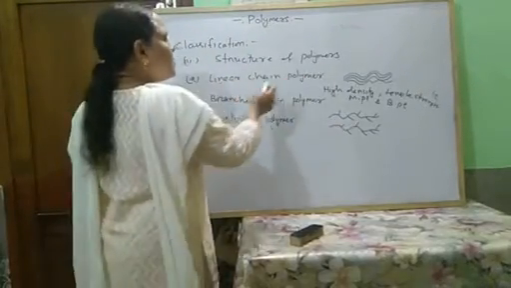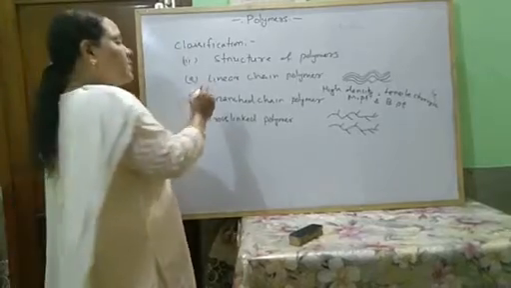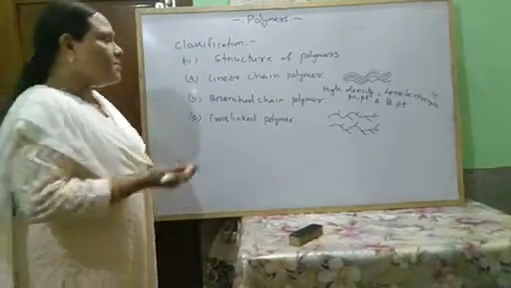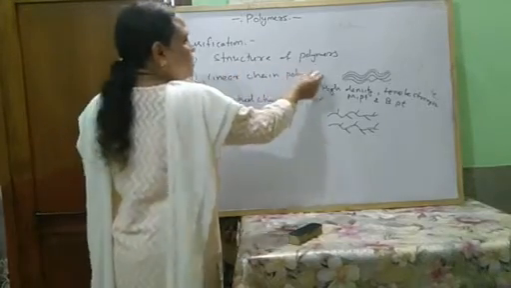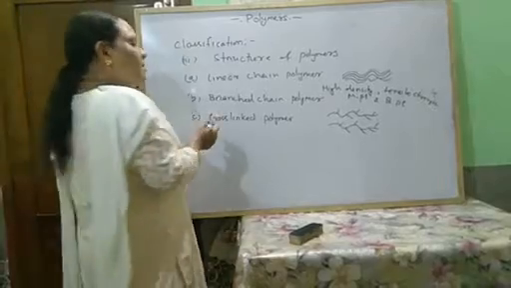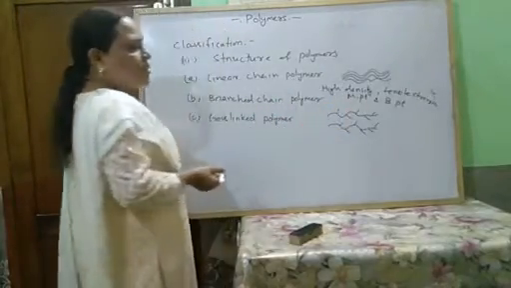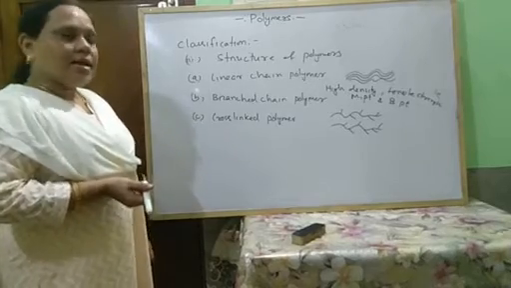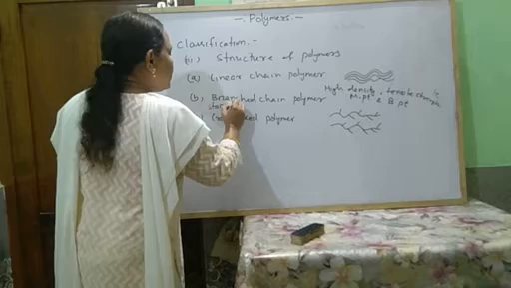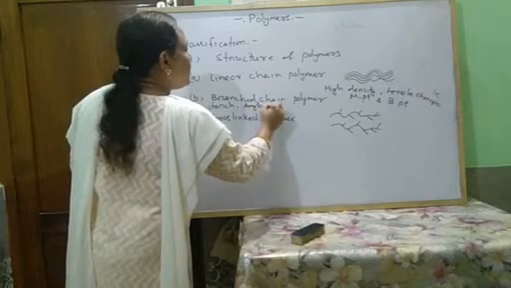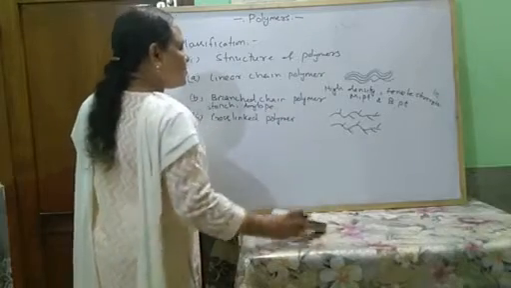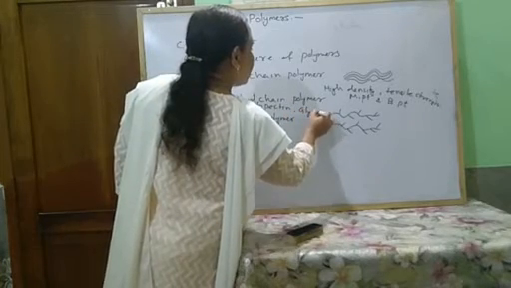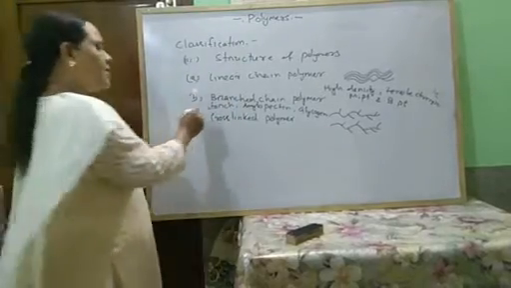Okay, so the linear chain polymers are your polythene, that is your high density polythene, polyvinyl chloride, nylon 6, nylon 6,6. These are the examples of some linear chain polymers. And branched chain polymers have low melting and boiling points. These are the examples of some biopolymers like starch, amylopectin, glycogen, etc. So these are the examples of some branched chain polymers.